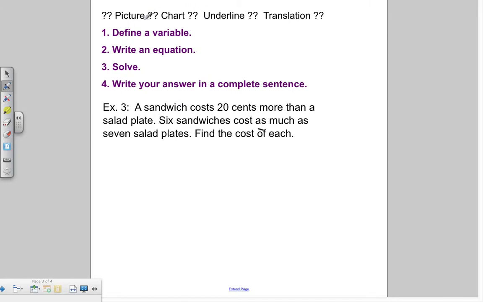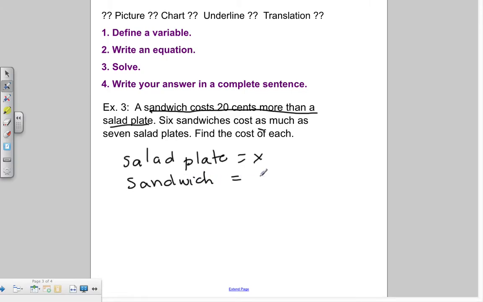Okay, to me, this one doesn't scream for a picture, doesn't scream for a chart. Maybe underlining if that helps you. The sandwich is 20 cents more than a salad plate. Okay. Definitely going to use translation. So I'm going to need to define a variable. I know a sandwich costs 20 cents more than a salad plate. So I think I'm going to make my variable the salad plate. So salad plate, I'm going to make X. And sandwich, if I know the sandwich cost 20 cents more, I'm going to write 20 plus X.